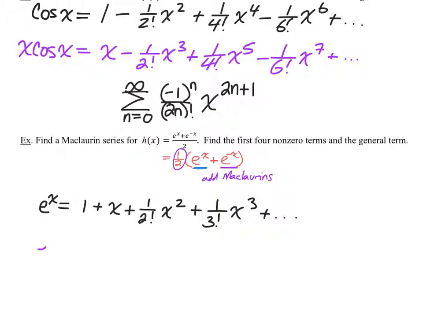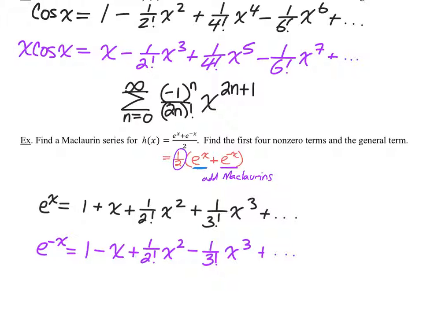But now I have to do the same thing with e to the negative x. Right, e to the negative x is really just telling me to replace every x with the negative x. So if you raise a negative to an even power, it's going to remain positive. So it's the odd powers where you're going to have a sign change. So 1 minus x plus 1 over 2 factorial x squared minus 1 over 3 factorial x cubed, and so on.